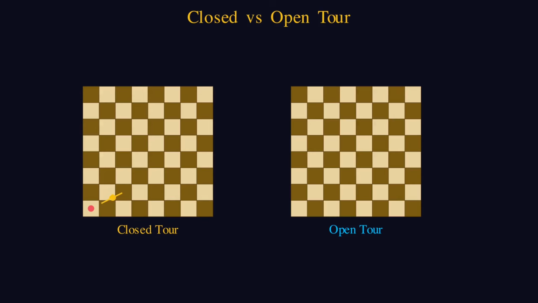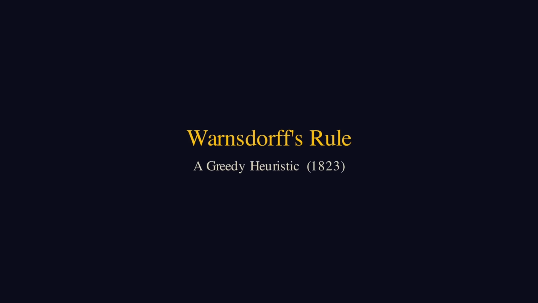If the knight can return to its starting square in one final move, the tour is called closed. If it ends on a different square, the tour is open. People have been fascinated by this puzzle for over 1,000 years. Today, we can solve it quickly using a clever algorithm known as Warnsdorff's Rule.